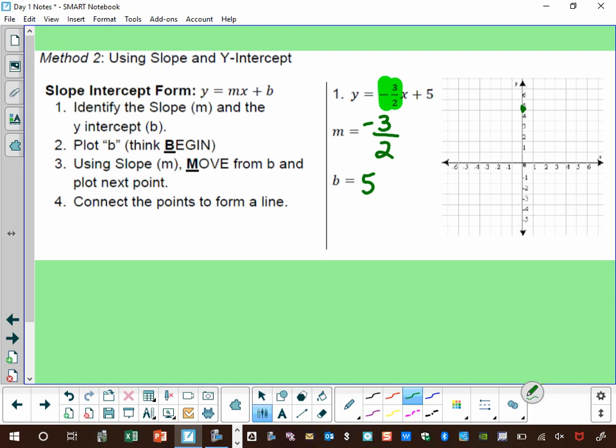And my slope tells me to go down 3 over 2. So let's do that. 1, 2, 3 over 1, 2. And then I'm going to connect the dots as best as I can. So let's pull it off. Okay, here's my line.